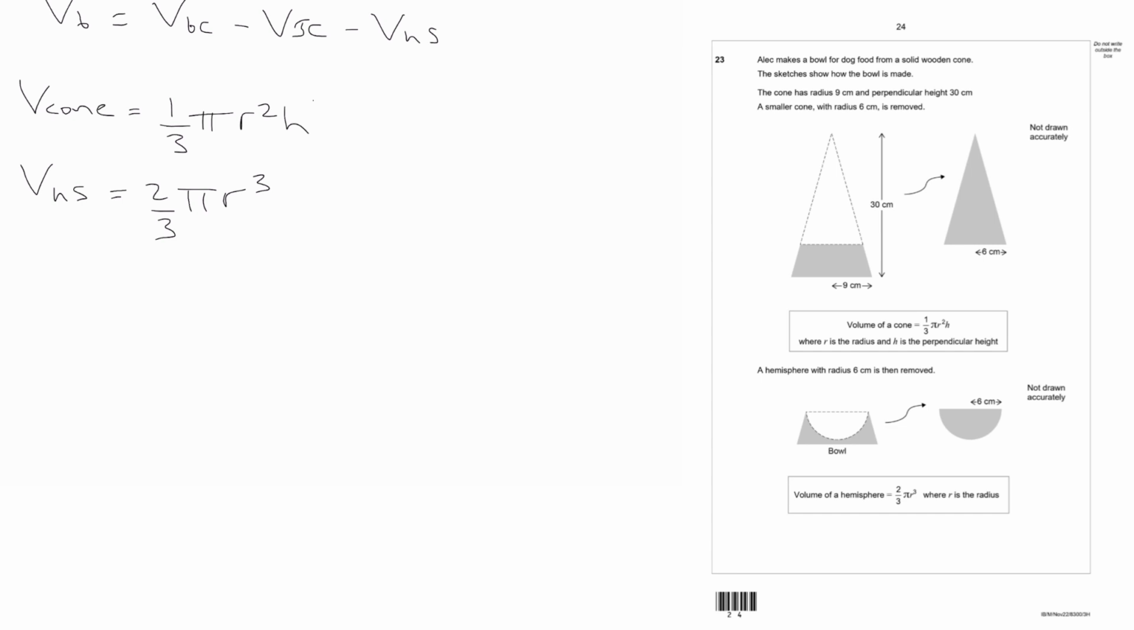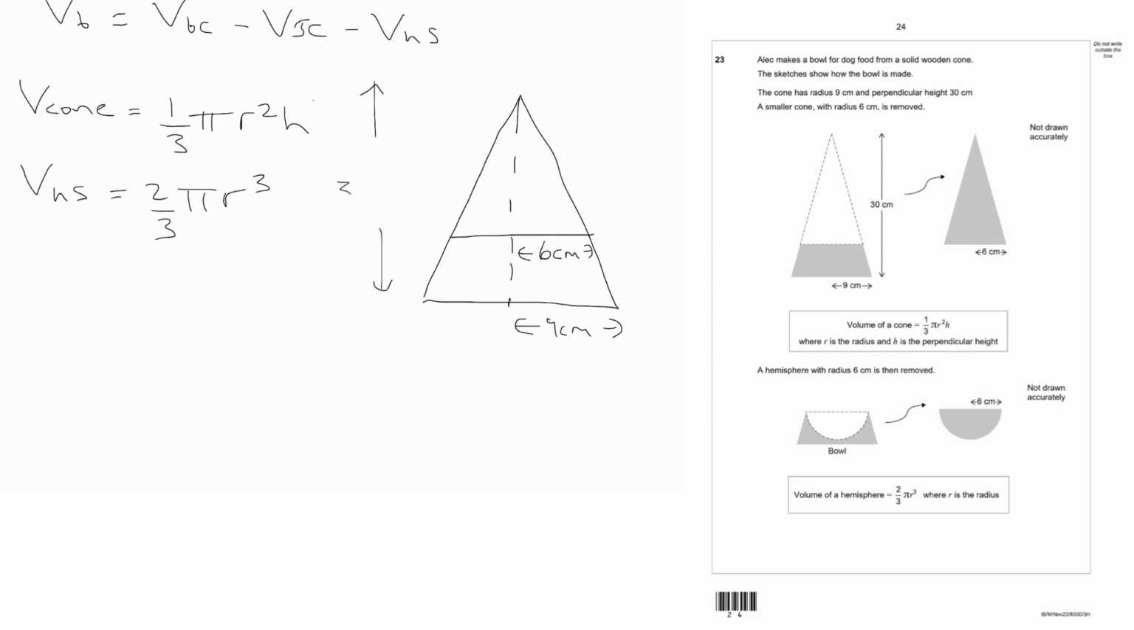So let's just draw out our problem here. So we have this large cone, and we've got a radius here of 9 centimeters. And then we have this smaller cone, and this has a radius of 6 centimeters, and we have a height of 30 centimeters of the total thing. Okay, and then I'm just going to call this height here little h. So this is the height of the small cone.